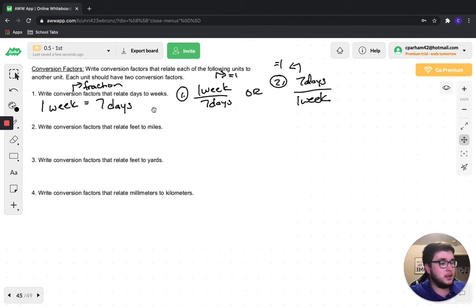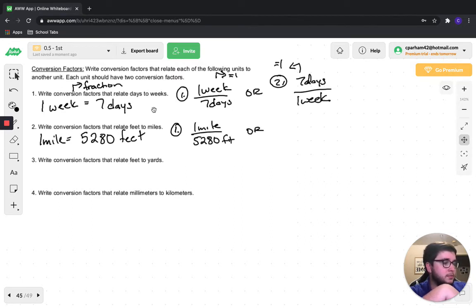So you might know that 1 mile is equal to 5,280 feet. Okay? And so again, I can write two fractions. I can put miles on top or I can put miles on bottom. So my conversion factors would be 1 mile over 5,280 feet, or 5,280 feet over 1 mile. Okay, and remember that both of those fractions, since they represent distances that are the same, both of those fractions are equal to 1. So I'm not going to do 3 and 4.